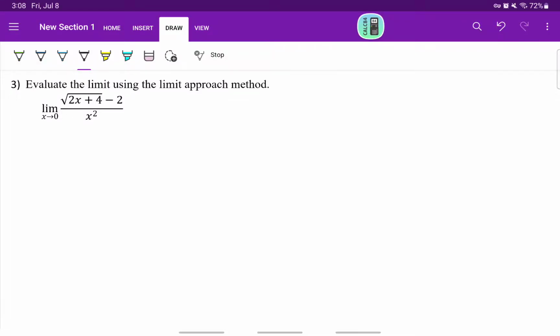Number 3 says, evaluate the limit using the limit approach method. The limit as x approaches 0 of the function square root of 2x plus 4 on the outside minus 2, divided by x squared. All right, so the limit is approaching the x value of 0. So that means we have to take the limit from the left and the limit from the right and see what we get.